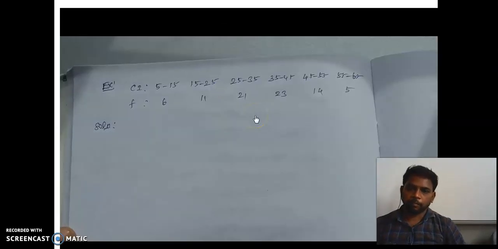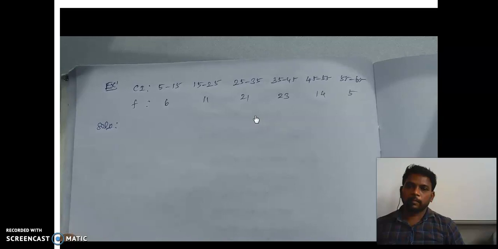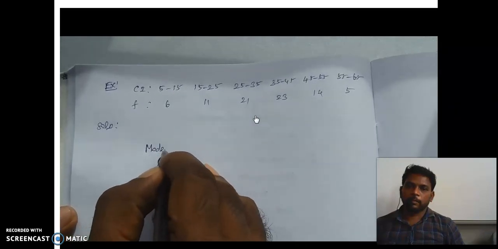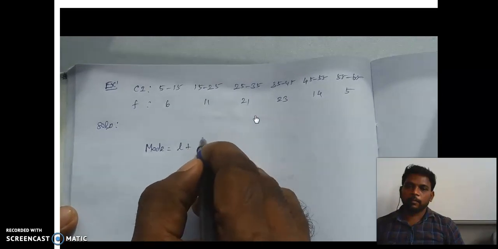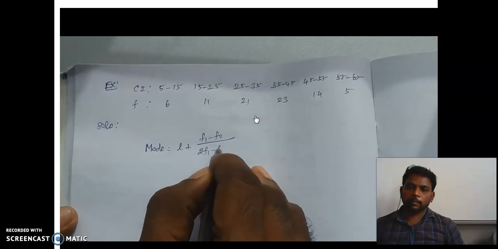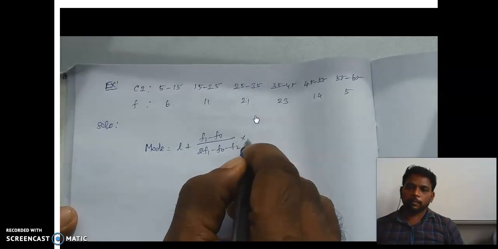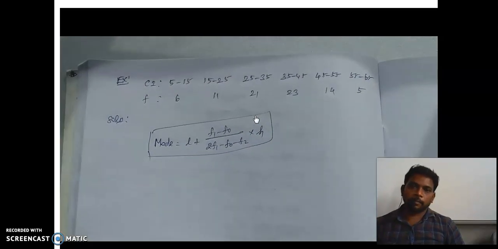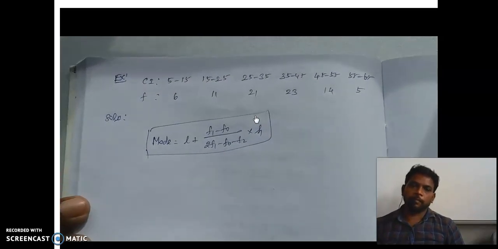Now we are going to find out the mode for the given data. The given data is in the form of a continuous frequency distribution, that is the third type. So in the third type, what is the formula for finding the mode value? Mode equals L plus (F1 minus F0) divided by (2F1 minus F0 minus F2), into H. That is the formula for finding the mode value for the third type of data, right?